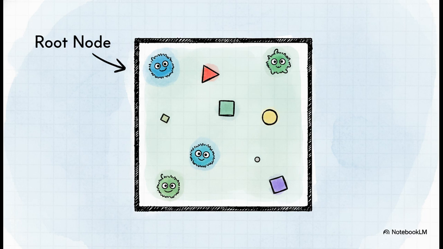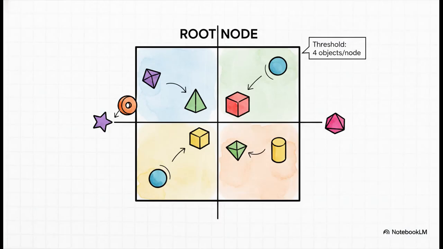Imagine your entire game world is just one big box. We'll call this a node. This is the root of our quad tree. And right now, every single object in our game is inside it. Now we set a rule. We say, hey, a node can only hold 4 objects. The second a 5th object enters this big box, a rule triggers.